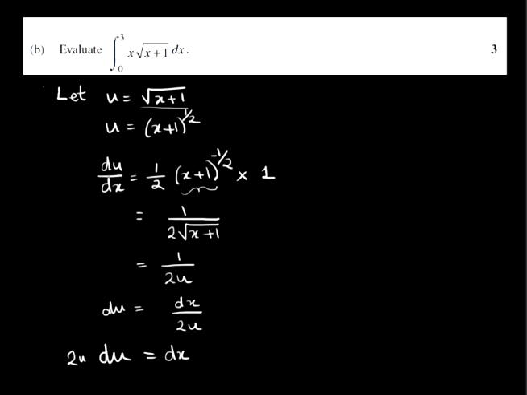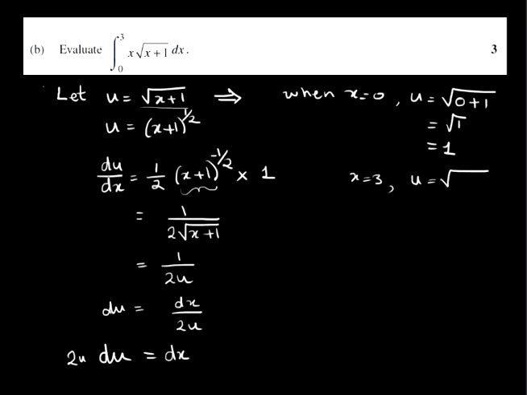Now, looking at the limits of this integral, when x equals 0, u equals the square root of 0 plus 1, which is the square root of 1, which is 1. And when x equals 3, u equals the square root of 3 plus 1, which is the square root of 4, which is 2. So the limits could be written in terms of u as 1 to 2.